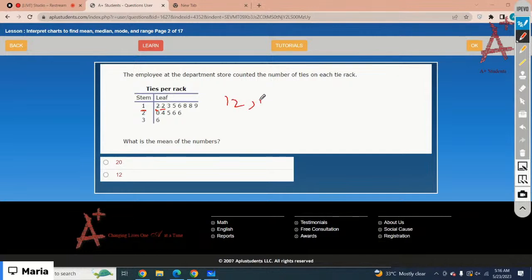Again you have 2, so it makes 12. Again 13, then 15, then 16, then 18, then 18, and then 19. Then you have 20, then you have 24, then you have 25, then you have 26, then you have 26 and 36. Just add up all the values because you need to calculate the mean. Got it? Let me just use the calculator.